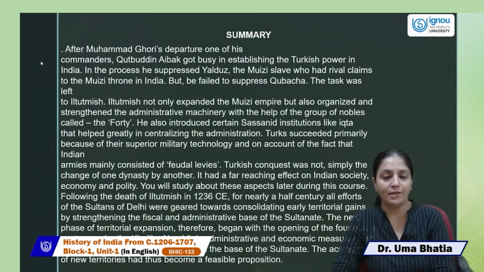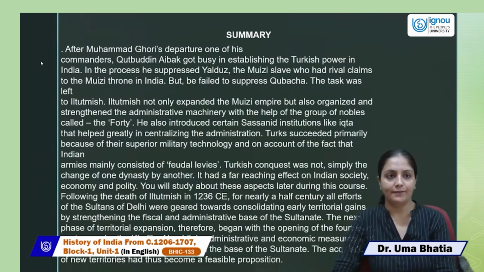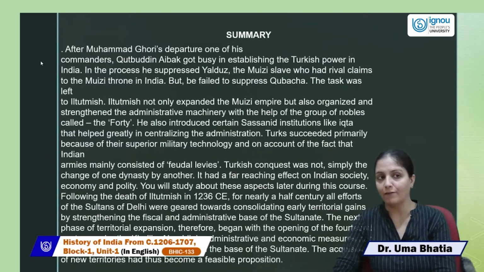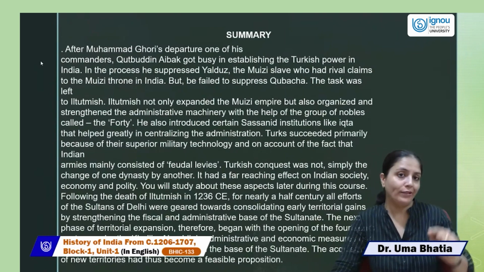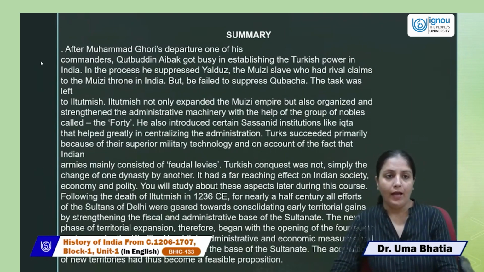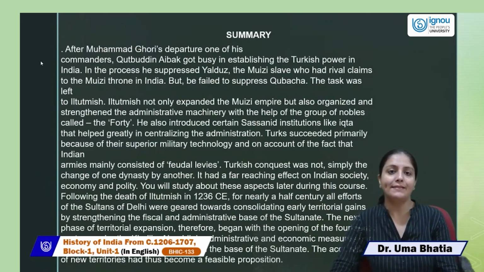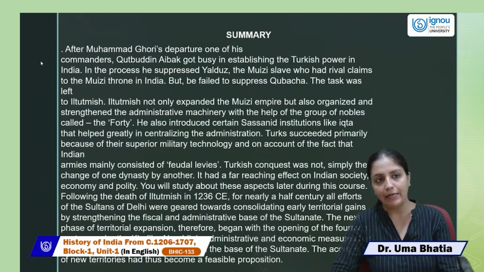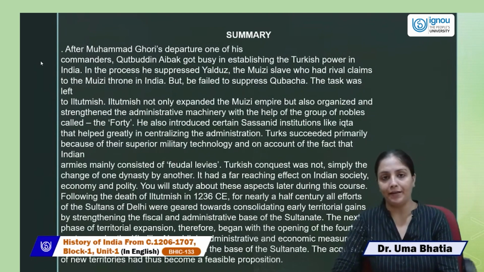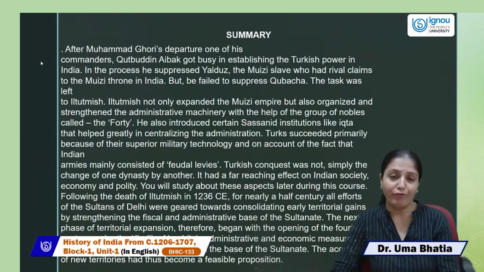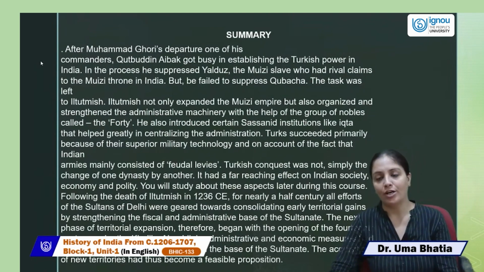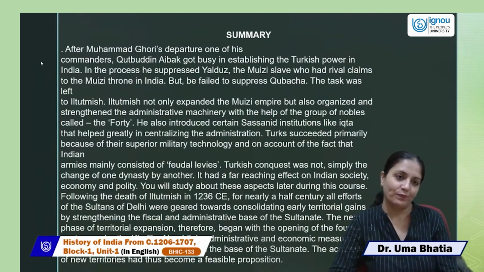After Muhammad Ghori's departure, among his commanders, Qutbuddin Aibak got busy in establishing the Turkish power in India. In the process, he suppressed Yalduj, the Muizi slave, who had rival claims to the Muizi throne in India. But he failed to suppress Kubacha. The task was left to Iltutmish.